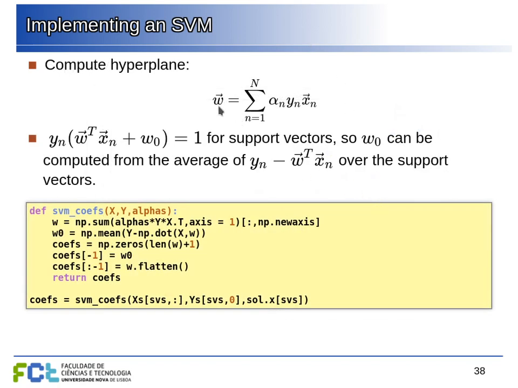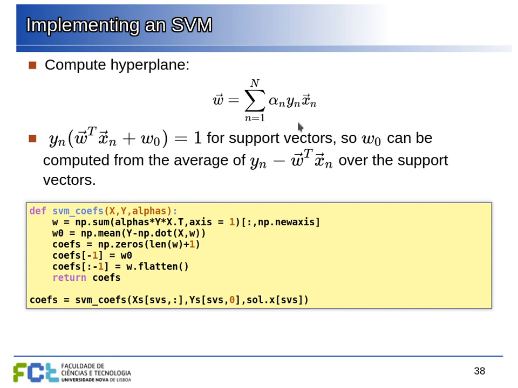So now we can compute the W. We know that the W is the sum of the alpha multiplied by the class and the vector of each point. We can do this. So basically, it's a weighted average of all the points we have, multiplied by the class and the corresponding alpha. Of course, since most of the alphas are 0 or practically 0, we can use only the support vectors, and we can compute the discriminant that separates the classes from the support vectors.